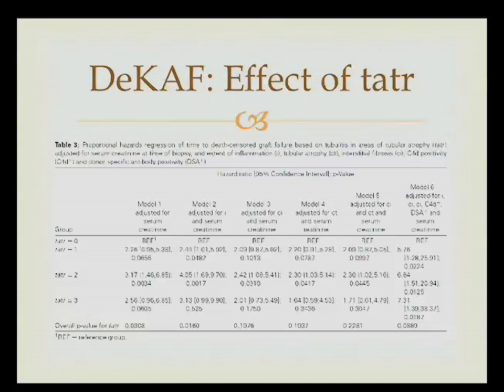TATR, or tubulitis in atrophic areas, was also looked at, and it did not hold to be as strong a predictor. It certainly wasn't as robust, and in some of the models, the p-values aren't significant. But if you look at the various hazard risks, as well as their confidence intervals, they are fairly close to 1, and many of them are significant. So TATR, although not universally significant in these models, does seem to also be a risk factor for graft loss.